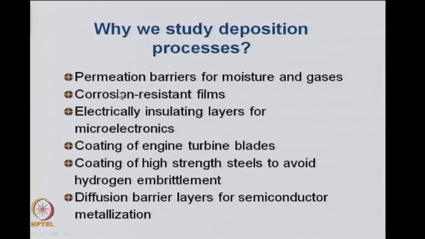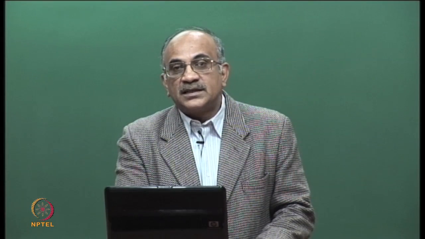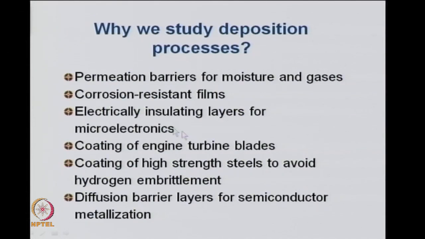You can also make permeation barriers for moisture and gases, so that they do not enter. Once you have this coating, moisture and gases cannot enter. You can have corrosion resistant films. For example, some metals normally get corroded in oxygen or in the presence of water vapor, and if you make a film which is resistant to corrosion, then you can protect those metals. You can make electrically insulating layers for microelectronics. So, if you have electrical wires which you want to insulate from adjoining wires, you can make insulating layers.